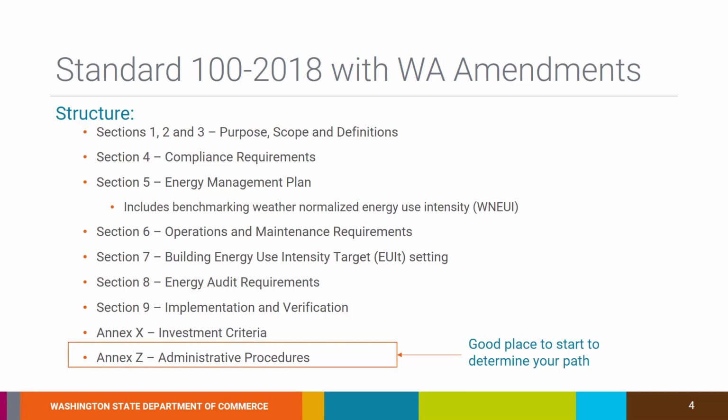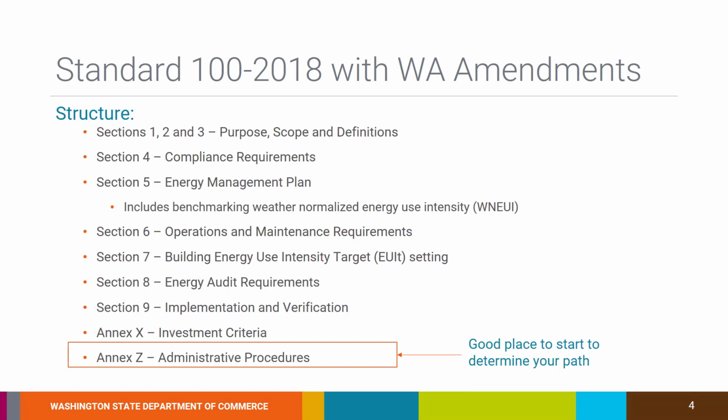Annex X and Annex Z are normative annexes unique to the Clean Buildings Performance Standard. Annex Z covers the administrative procedures, including reporting requirements. Annex X covers the investment criteria of the standard. There are additional informative annexes within the standard not covered in this slide that provide additional supportive information to the standard. All sections and annexes may not apply to every covered commercial building.